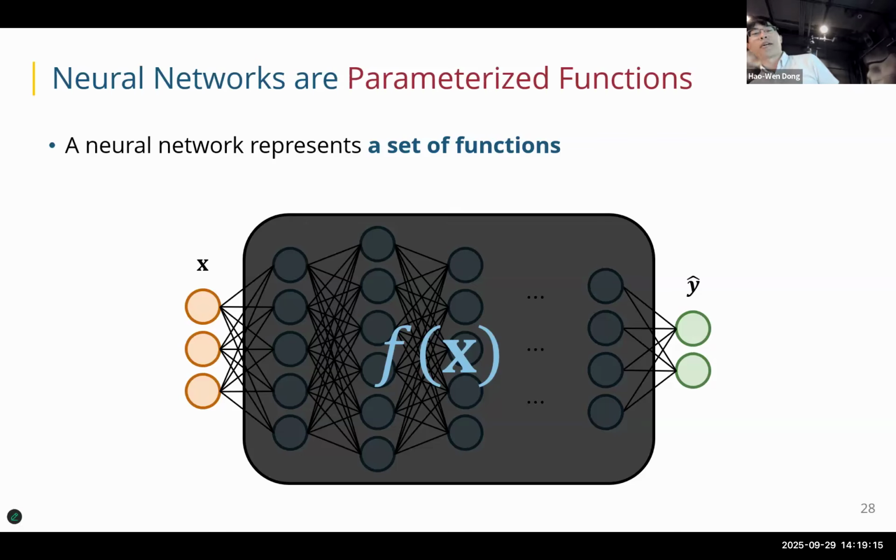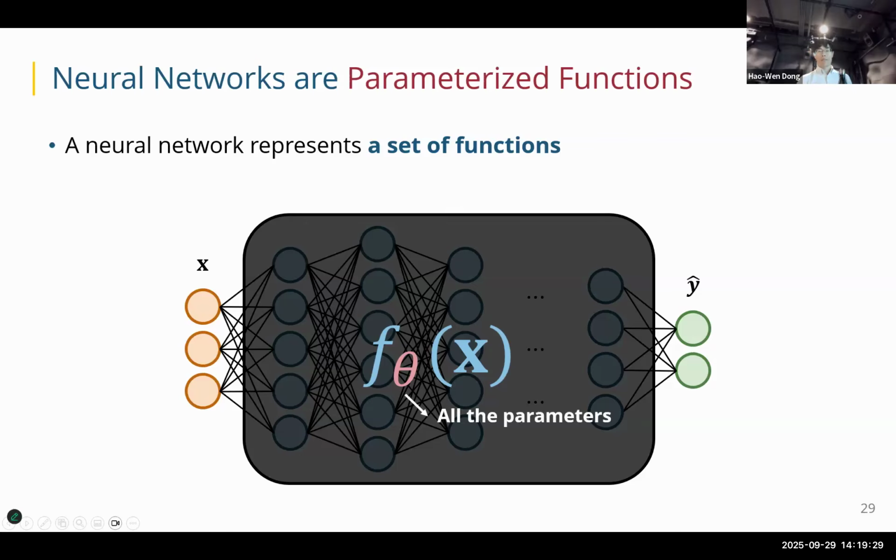Neural networks are just parameterized functions. A neural network represents a set of functions, and we usually denote it like this, f theta of x, where theta are all the parameters. So what are the parameters here? Any thoughts? What are the parameters we are talking about here? Yep, so that's essentially what we are talking about.